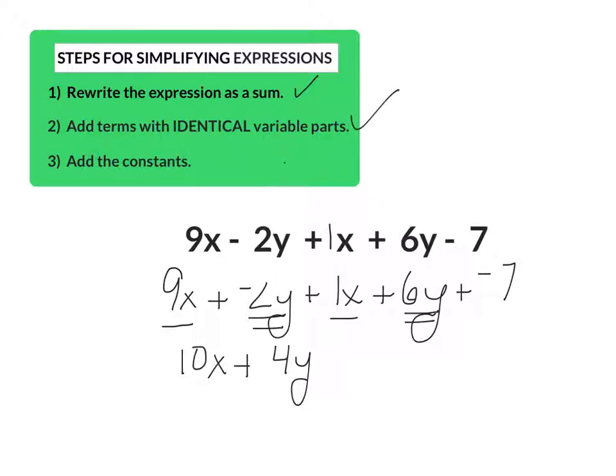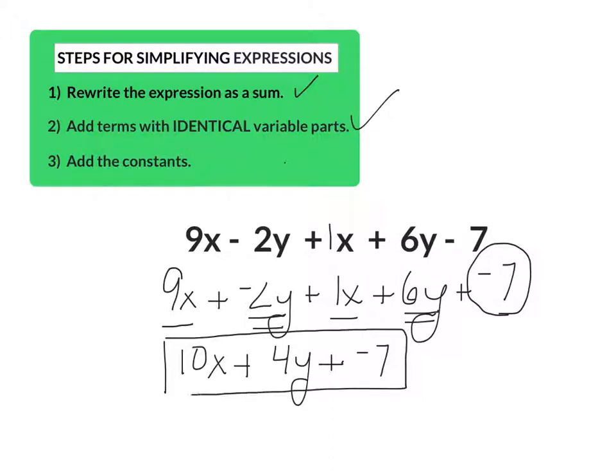Third step is to add the constants. Well, I only have one constant, and that's negative 7. So I'm just going to bring that down and add it to the end of my simplified expression. So my simplified expression is 10x plus 4y plus negative 7.